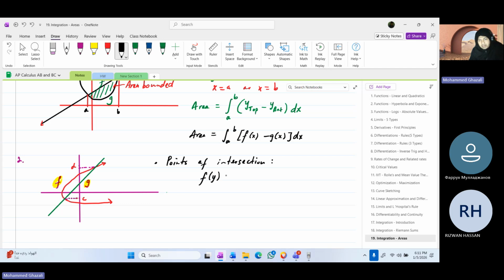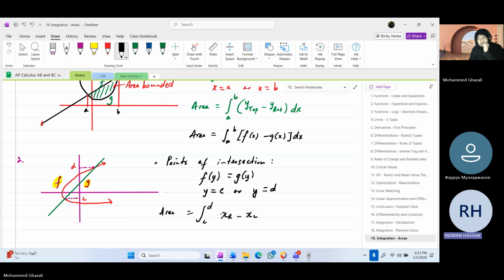We call it f of y is equal to g of y. The function needs to be in terms of y. I will explain that by means of an example. Now, obviously, you're going to solve for y equals c or y equals d. And the integral that you're going to set up for area is the integral from c to d of x right minus x left function. So you're going to take the right function minus the left function. Okay, guys?